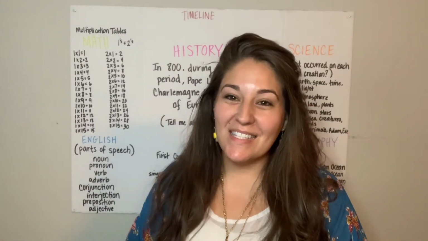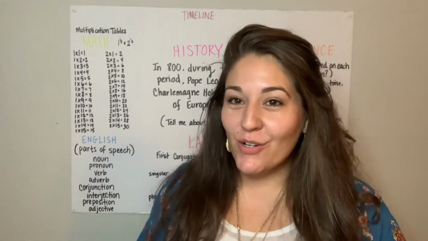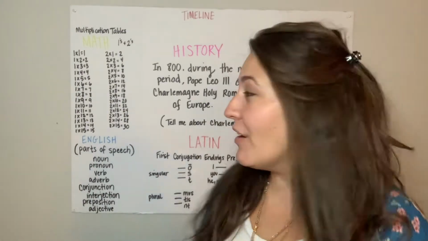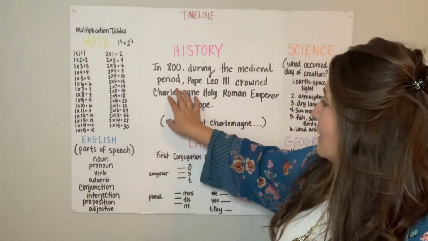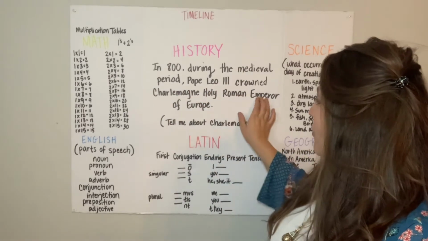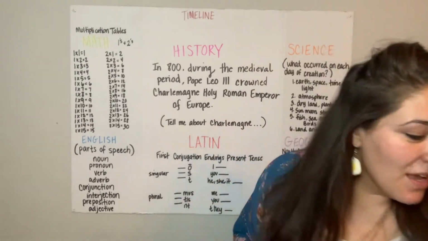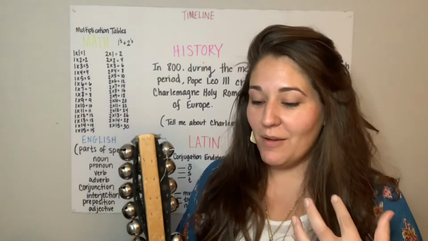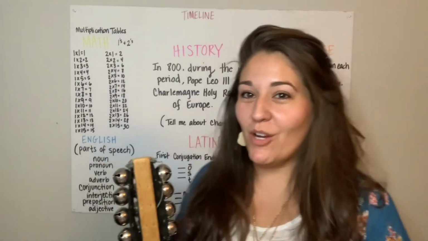This is CC Cycle 2, and this is week 1. These are some great tutor ideas, and this is what we did in our class. I'm going to go ahead and get started with our history. In 800, during the medieval period, Pope Leo III crowned Charlemagne, Holy Roman Emperor of Europe. Tell me about Charlemagne. We used bells because the bells were really prominent in the song. So we're gonna go ahead and get started.